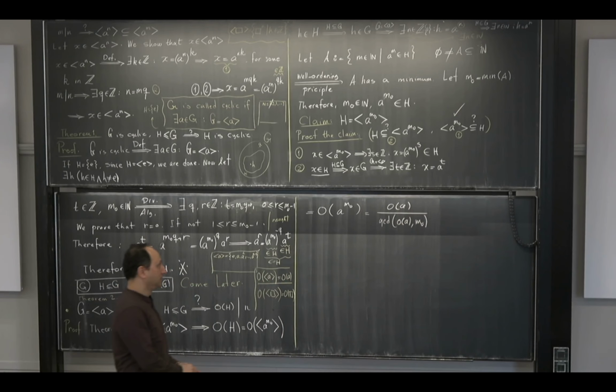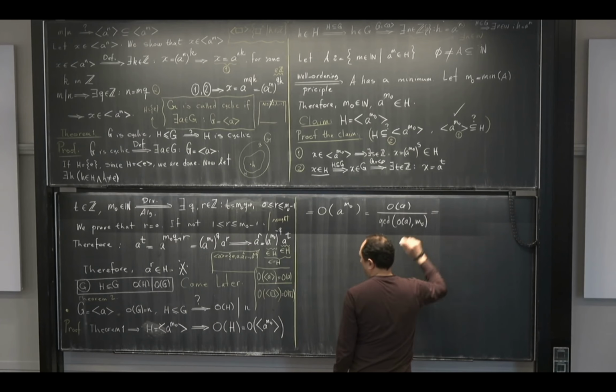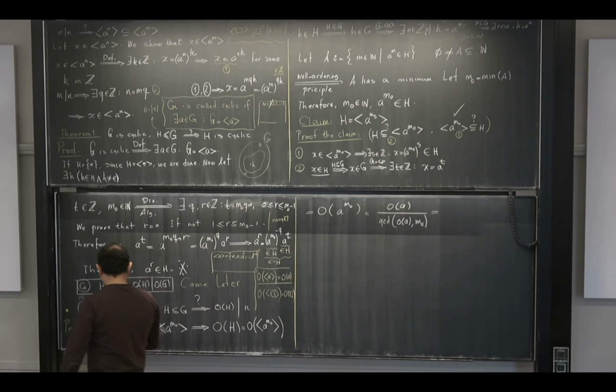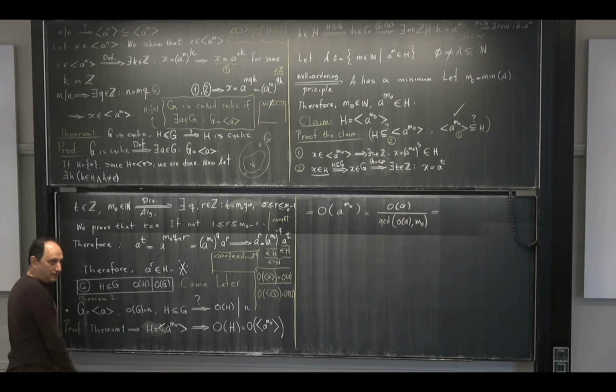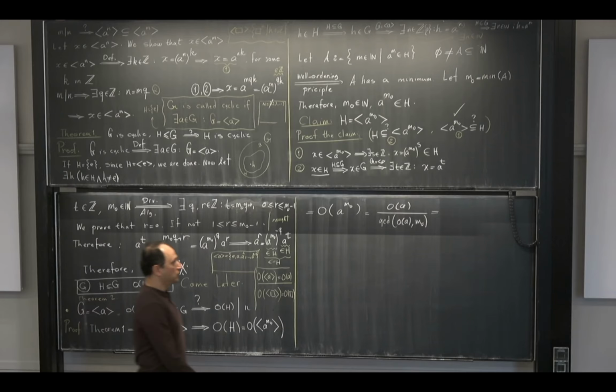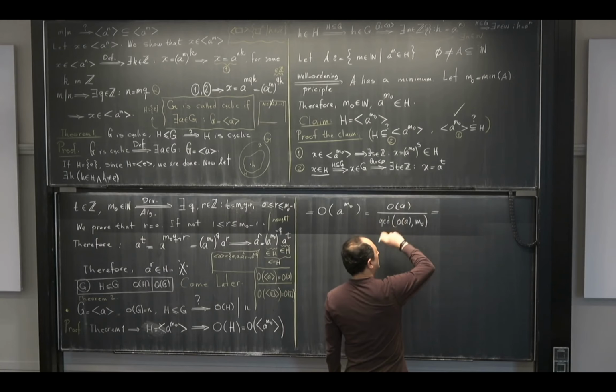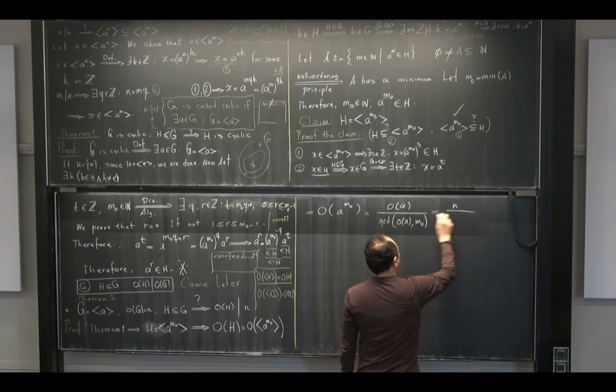Do you remember? And what is the order of a in this problem? The order of a is n. Because the order of G is said to be n, and the order of this and the order of a are the same. So the order of a is equal to the order of G, which is n, and this is the GCD of n and m naught. Do you agree?